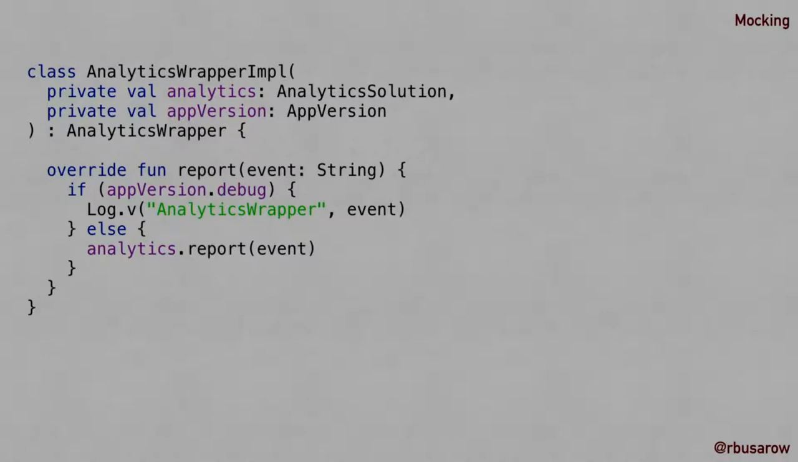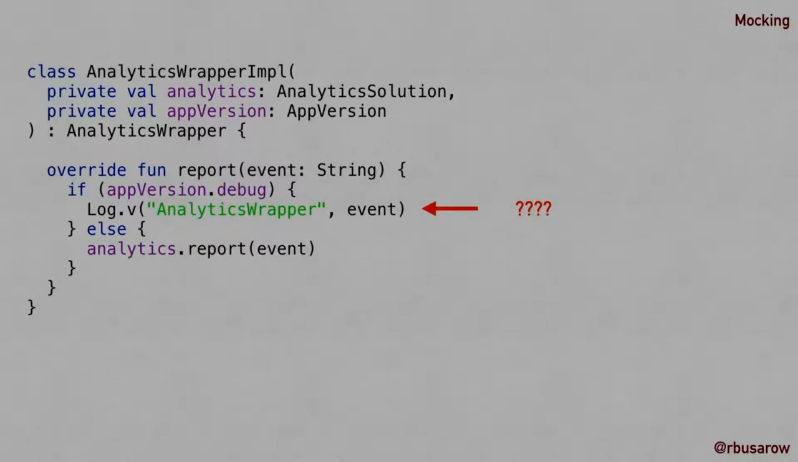So we add this app version dependency, which tells us whether we're in a debug build or not. And we're only going to send stuff to analytics in a release build. Otherwise, we can just still throw stuff at the Android log. But how do we test Android log, right? This is a static class. It's super awkward. There's tons of stuff happening in it. If we do a mock static on it and try to do a verify, we're going to get all kinds of garbage. We don't want to do that.